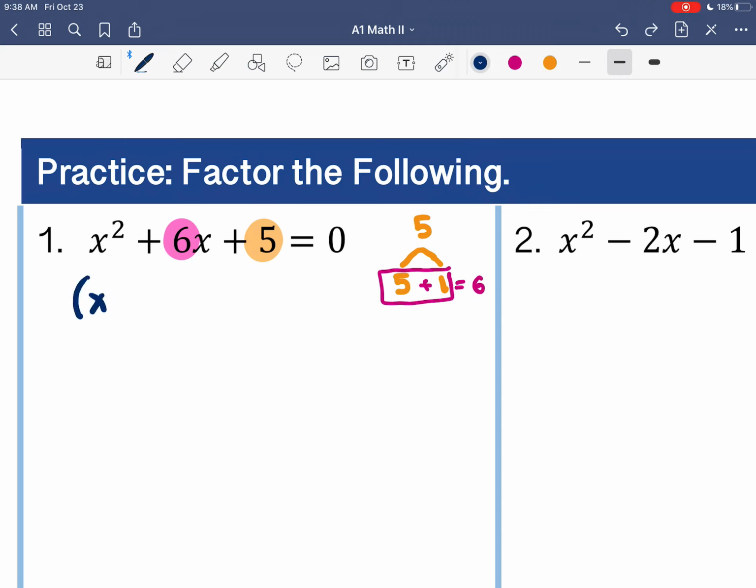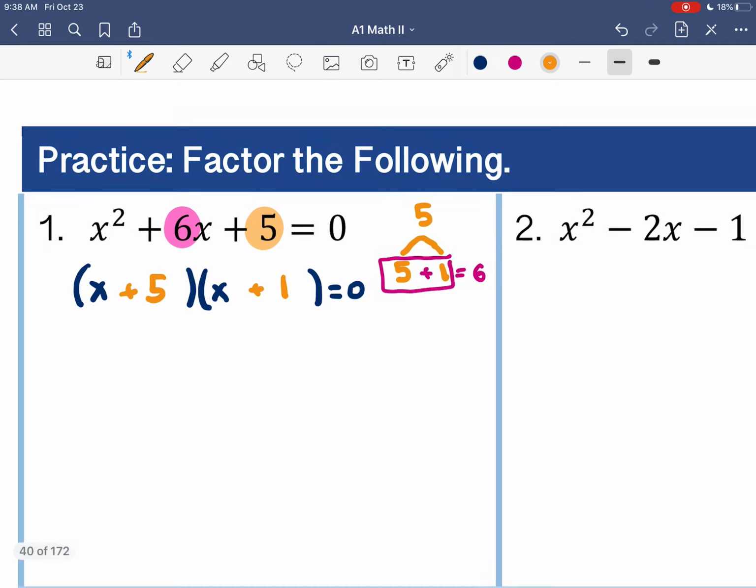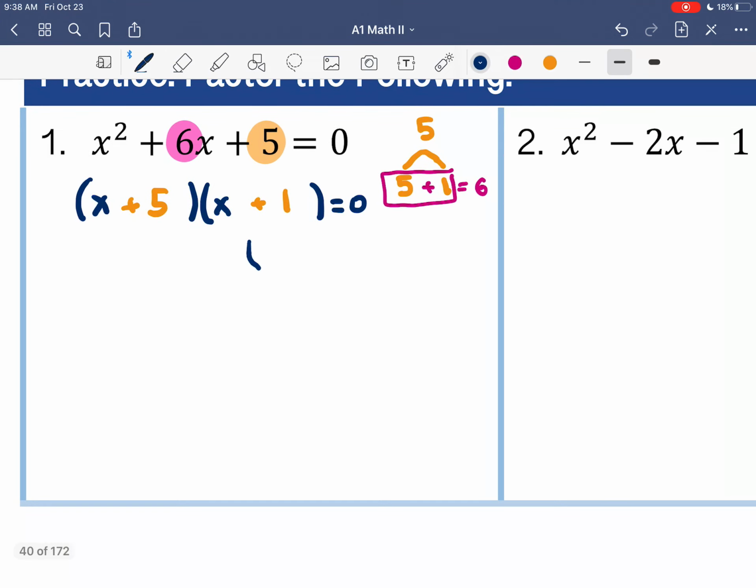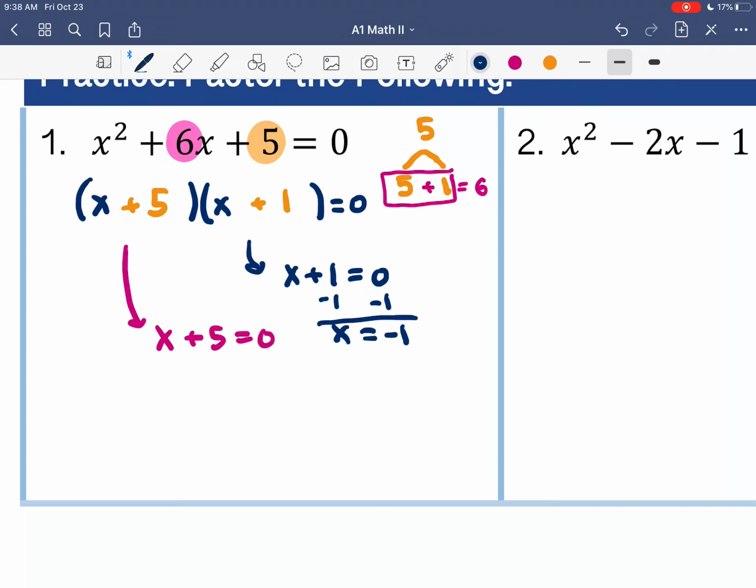Easy peasy. Now we just need 2 sets of parentheses, both have x's in them, and then we stick those two numbers, positive 5 and positive 1, into our 2 factors. And then we set both of them equal to 0 to solve, because now we're using the zero product property, because there's a product and it's equal to 0. So we have x plus 1 equals 0, x equals -1, and x plus 5 equals 0, x equals -5. So our two answers are -5 and -1.